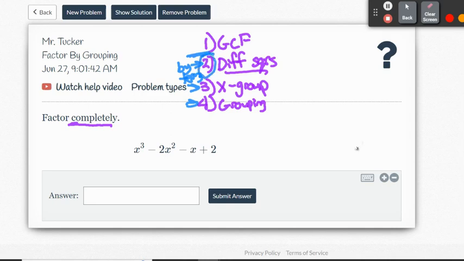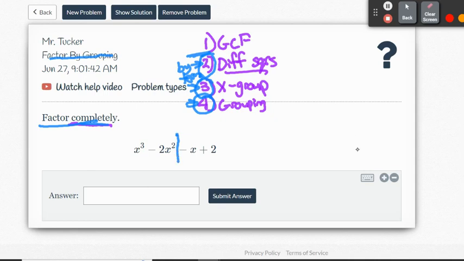If you have 2 terms, you're looking for difference of squares. If you have 3 terms, you're looking to do X grouping. And then if you have 4 terms, you're just doing grouping. So we know that this is a grouping problem. I mean, yeah, the directions say it, but you're not going to see those directions every time. So here, we'll just see factor completely on a set of worksheet problems, and our job is to just recognize what type. Well, here, because there's 4 terms, we cut it in half.